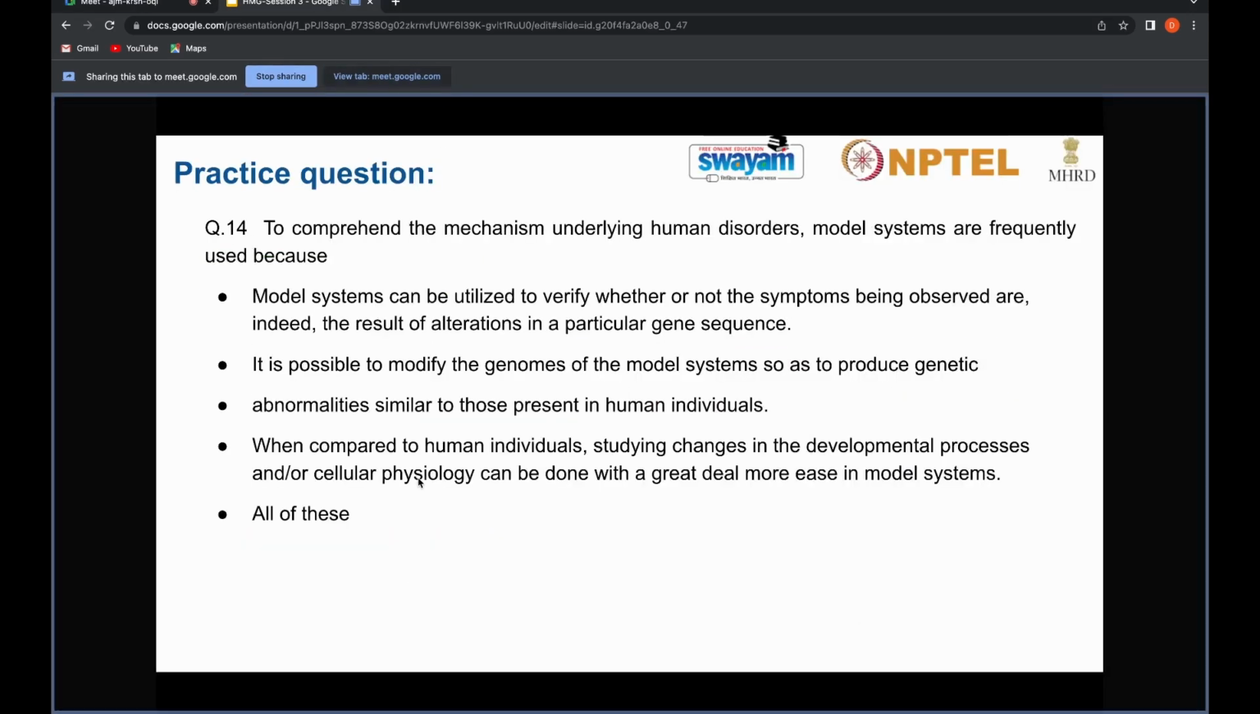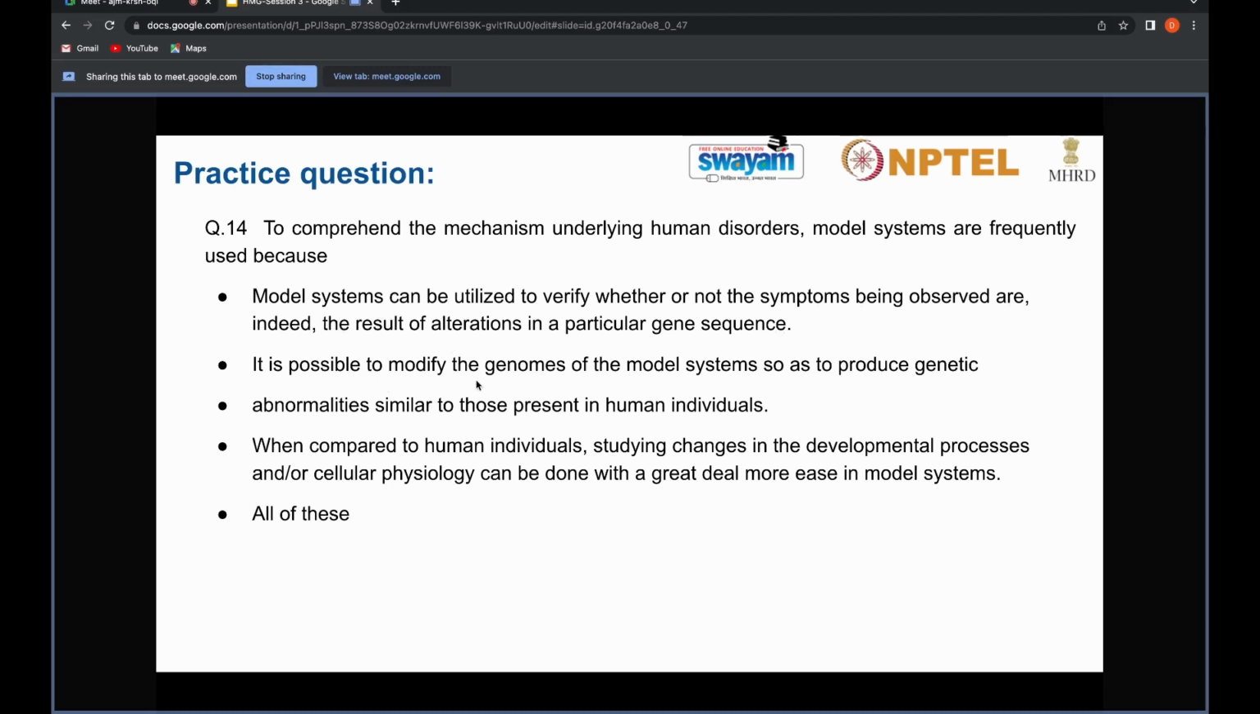So now let's move to question number 14. To comprehend the mechanism underlying human disorders, model systems are frequently used because... As we have discussed the model system, there are different reasons listed below. So why do we use the model systems? Option A is model systems can be utilized to verify whether or not the symptoms being observed are indeed the result of alterations in a particular gene sequence.